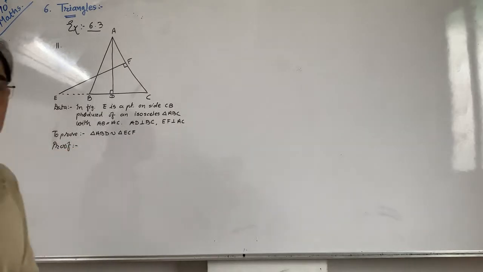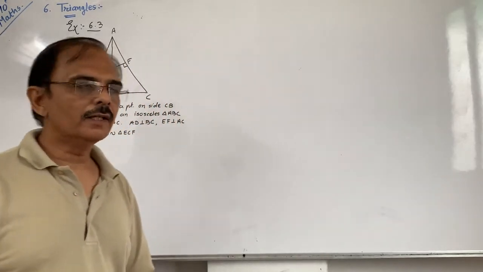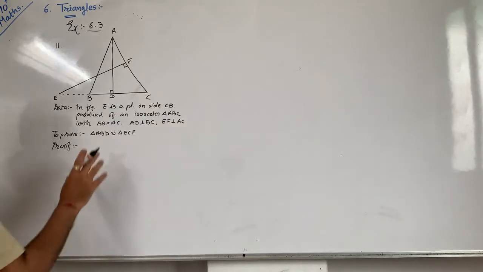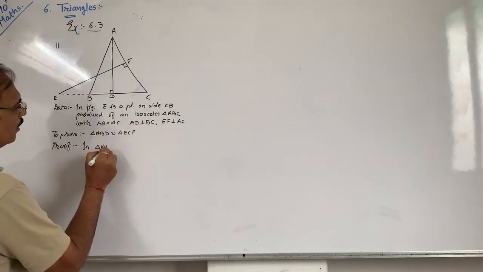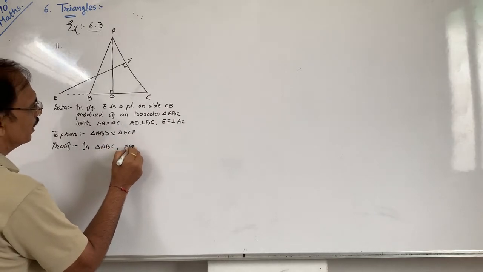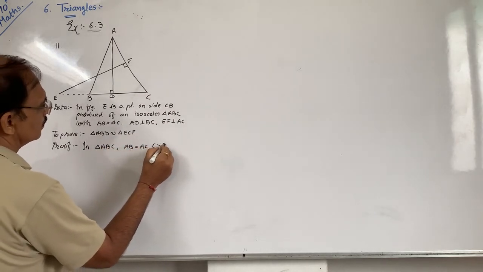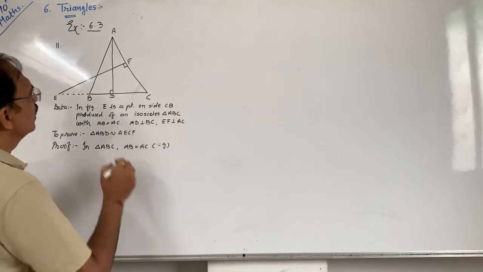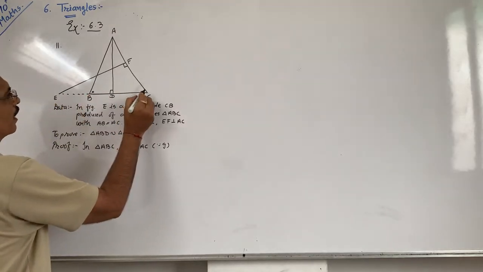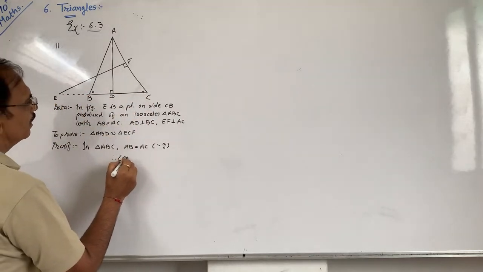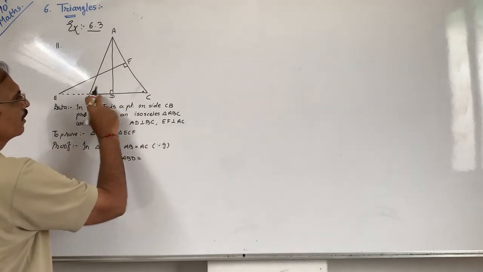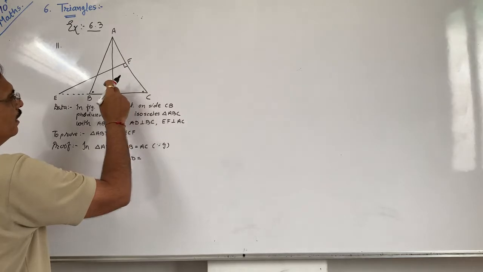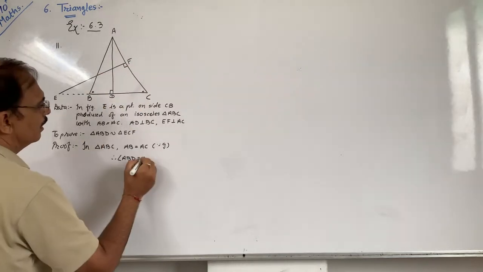Say, find out which two angles are congruent in this given triangle. First we start with our data that is given: in triangle ABC, AB equal to AC. You know that if two sides are equal, then their opposite angles are equal. So angle ABD or B equal to ACD or ACB.